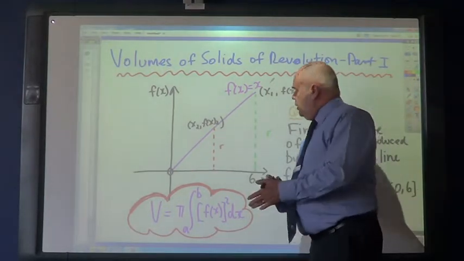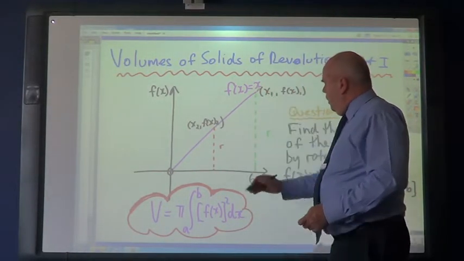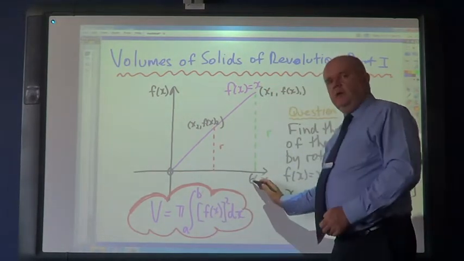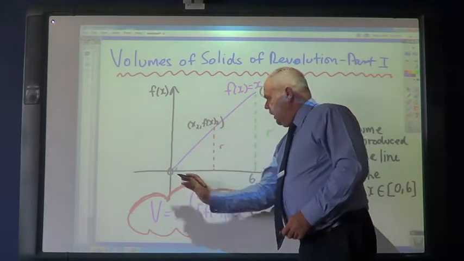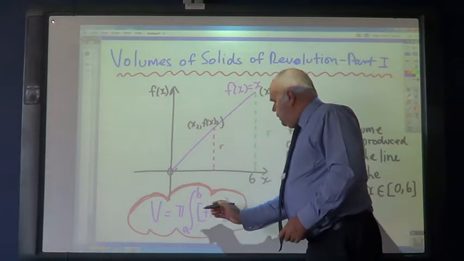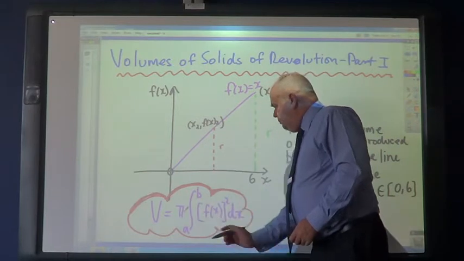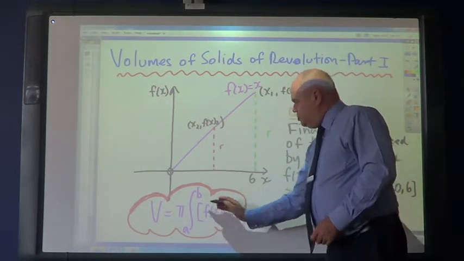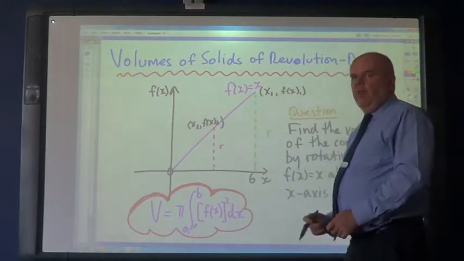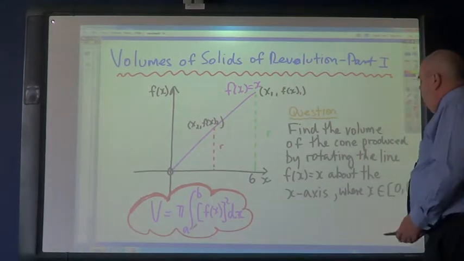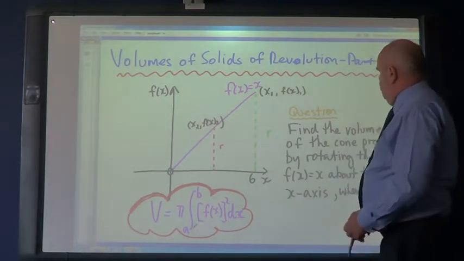In a nutshell, what I can do is find the volume of this cone by simply summing the discs, if you like, from b to a. In this case, b would be 6, a would be 0, the origin. And so I can do that by following this template. There's pi, and there is your radius squared, and you substitute your limits in there. Okay, so that's a little bit of the theory behind it. I don't want to go much further than that.